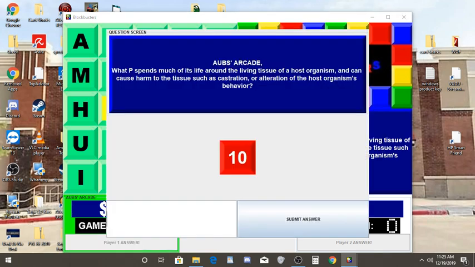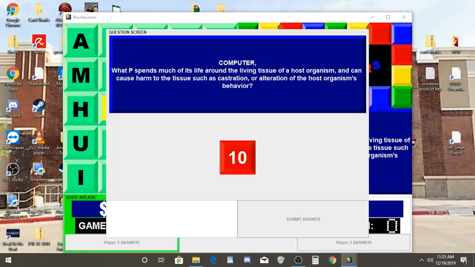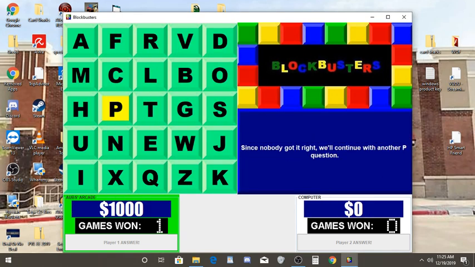What P spends much of its life around the living tissue of a horse organism and can cause harm to the tissue such as castration or alteration of the horse organism's behavior? Pass, I don't know. That's wrong, okay. Oh, wait a minute. I think I figured it out. Incorrect. Is it parasite? Ah, parasite. Yeah, it just came to me. Oh, well. Too bad. Let's try another one.